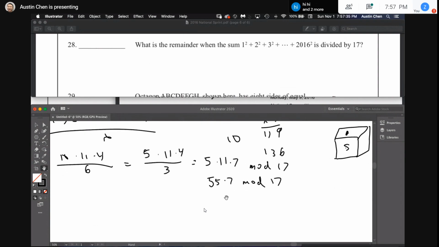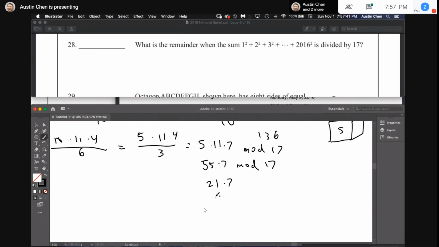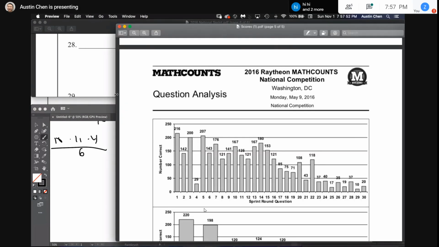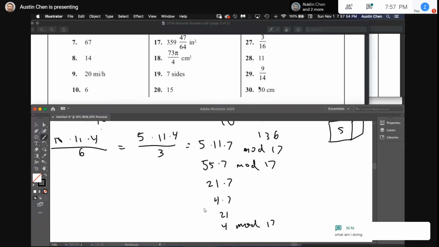So then, we can take a 34 out of this. What, 21 times 7? And then we'll have 4 times 7, so then it's 21, and then 4 mod 17. Whoops. No, I actually did it wrong. Yeah, I got it wrong.